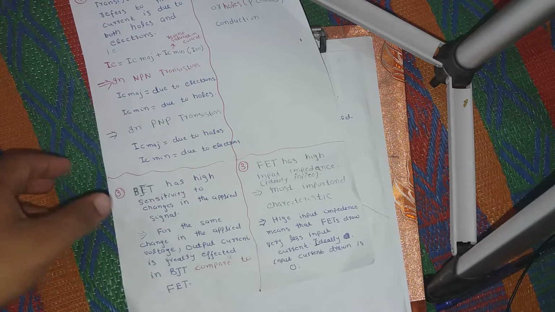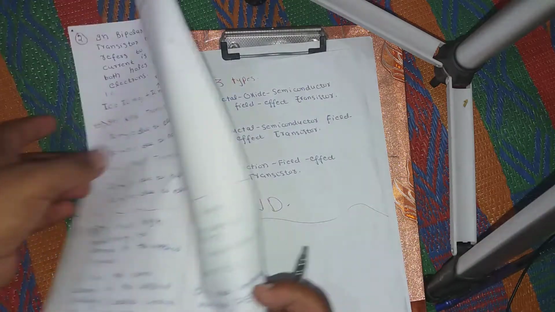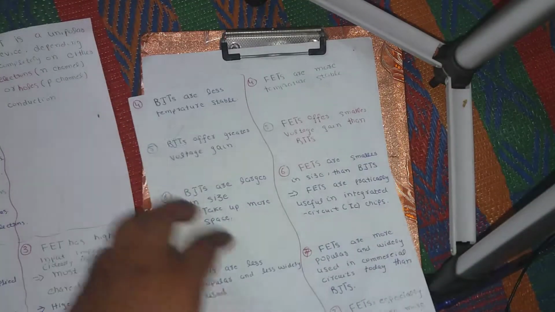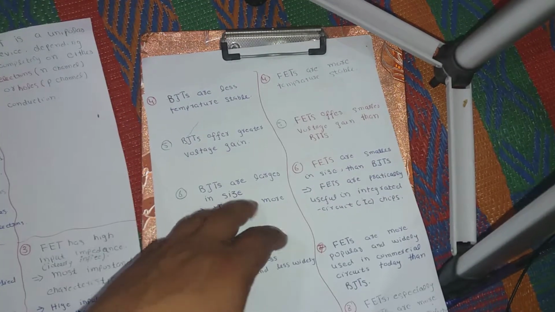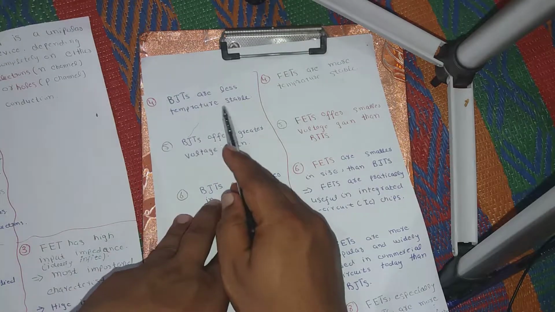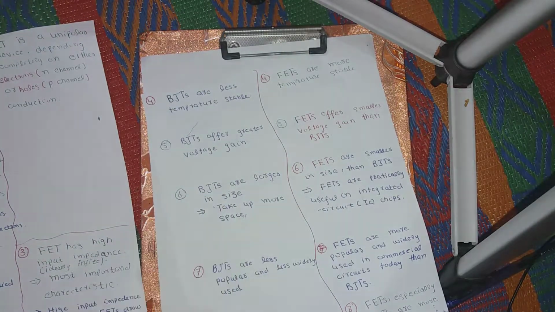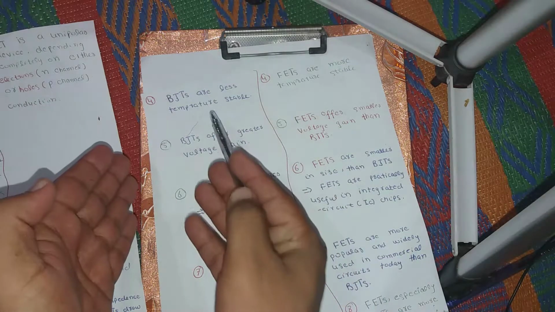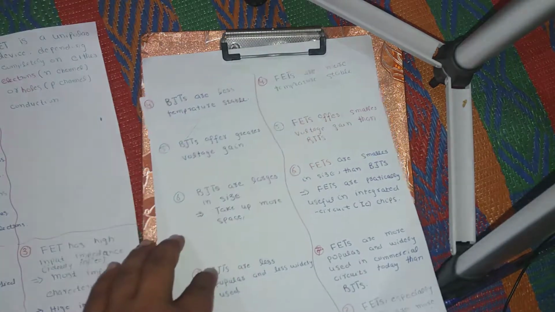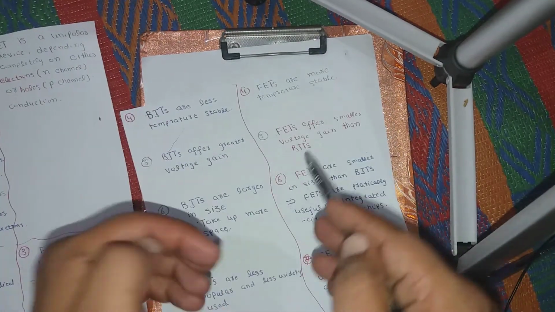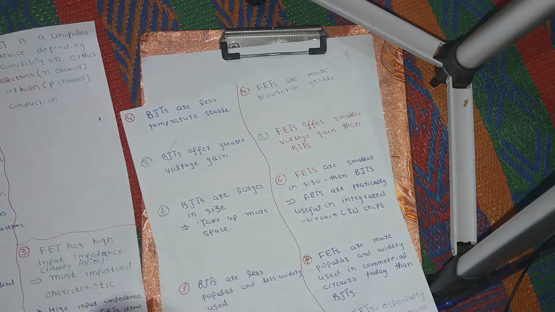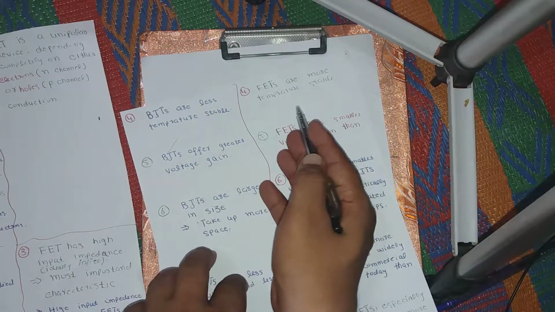So that's it, right? Now let's talk about difference number 4, that is BJTs are less temperature stable. Which means that a change in temperature really affects the characteristics or properties of BJTs. While FETs are more temperature stable, which means that a change in temperature doesn't affect the properties of FET too much, right?